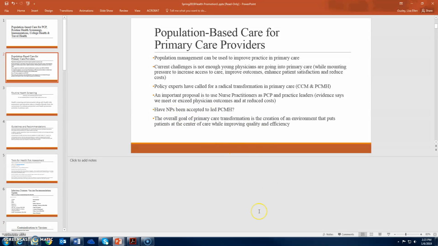So third, or finally, just keep in mind that the overall goal of primary care transformation is the creation of an environment that puts patients at the center of care while improving quality and efficiency. And I think none of us would argue that is an excellent overall goal.